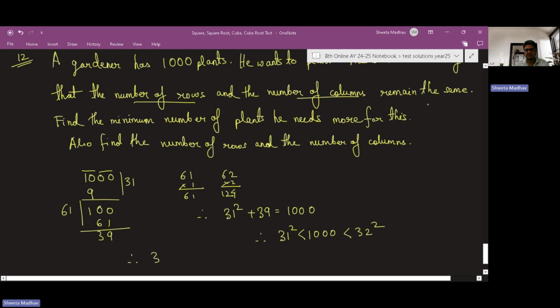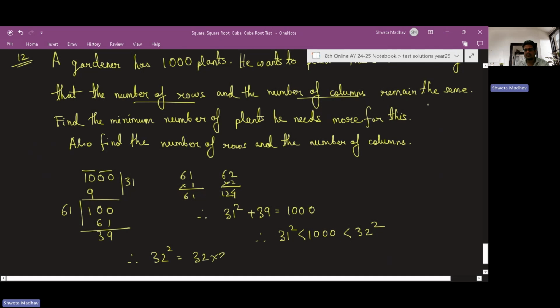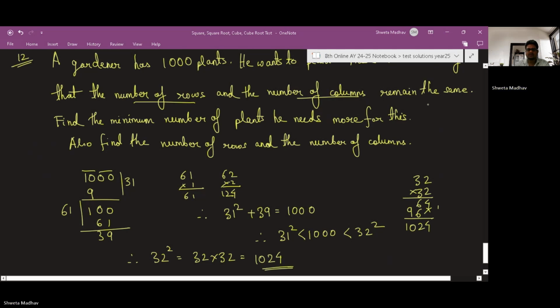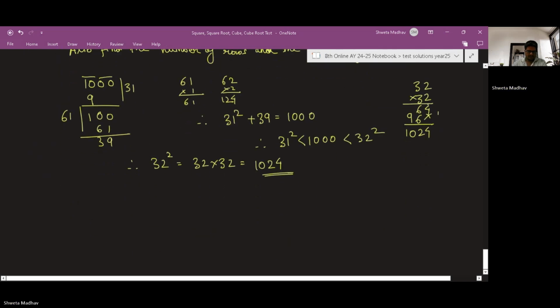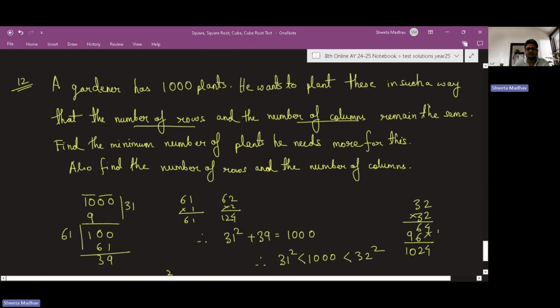So now 32 square will be equal to 32 into 32. If you do 32 times 32, then it will be 1024. So therefore, 1024 is 32 square.